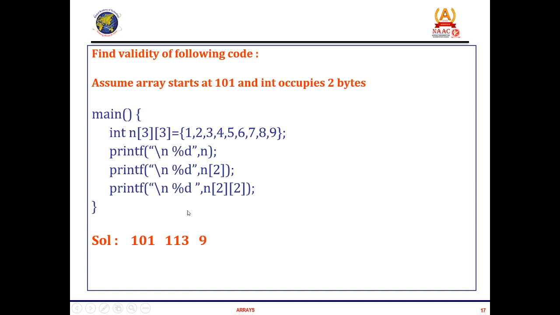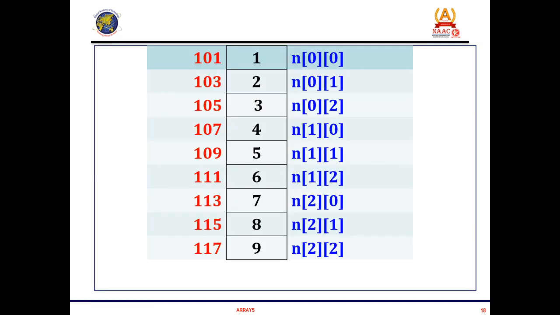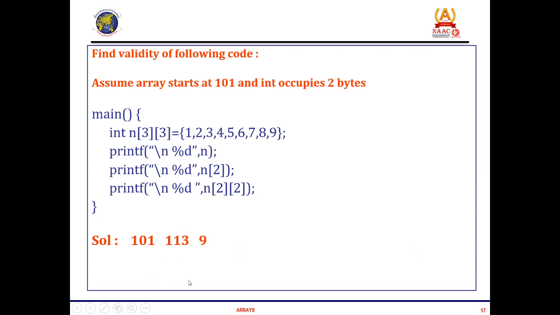And I don't need to tell you what will be the output of the third printf, n of 2 2. Since you are giving both the dimensions, it will go to the array and pick up the element which is present at the second row, second column. That is this one, right? n of 2 2, and hence it will print 9. Now this is the explanation as to why you get the answer for this code as 101, 113, and 9.